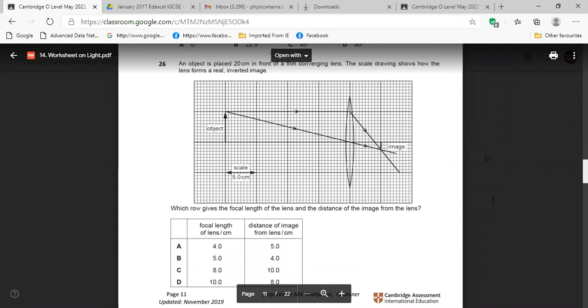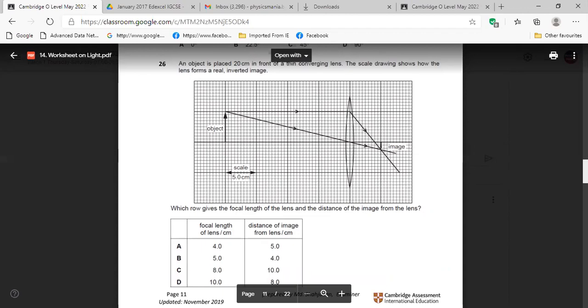An object is placed 20 centimeters in front of a thin converging lens. The scale drawing shows how the lens forms a real inverted image. Which row gives the focal length of the lens and the distance of the image from the lens?